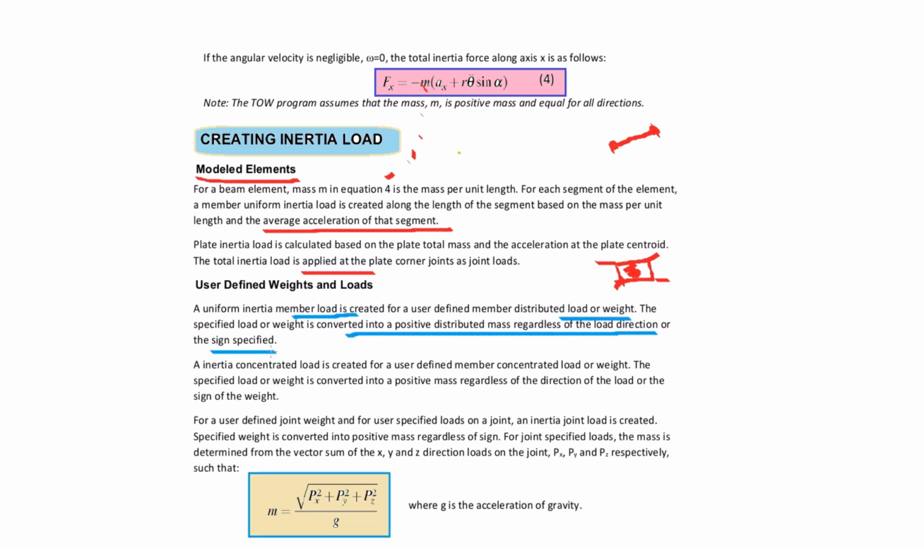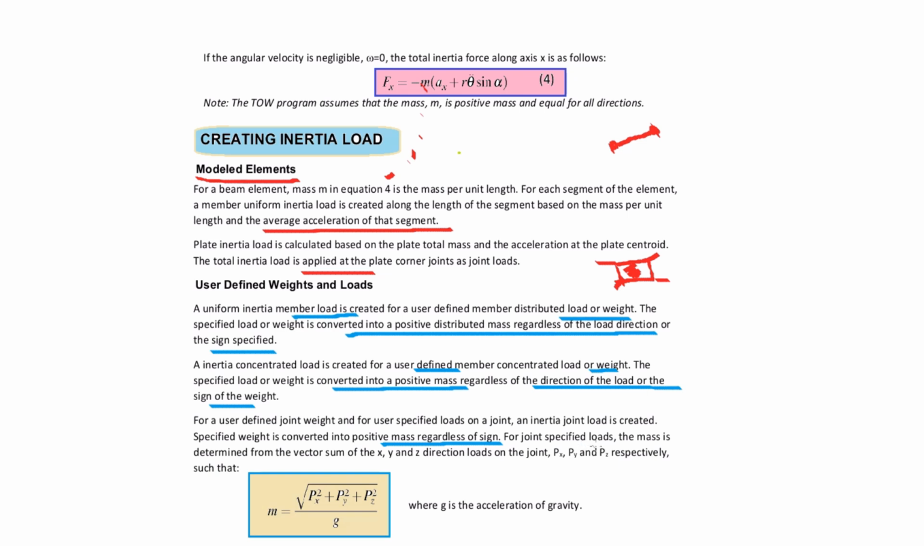So when we specify mass or weight, that will be a positive distributed mass regardless of the sign or load direction. The inertial load is created from a user defined member constant load or weight. The specified load or weight is converted into positive mass regardless of the direction of the load or the sign of the weight. For a user specified load on a joint, the inertial load is created. The specified weight is converted into positive mass regardless of sign.